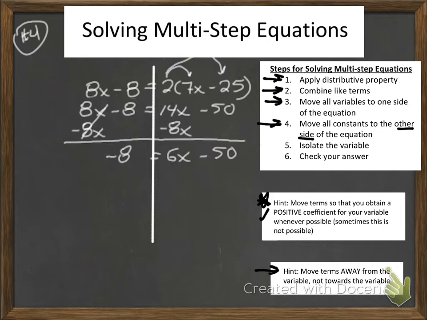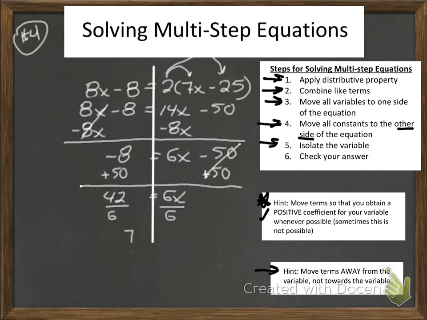So a faster, more efficient way to isolate my variable would be to add 50 to both sides of my equation. So negative 8 plus 50 is positive 42. So I get 42 equals 6x, and then I can do this step here, isolate my variable. I do that by dividing both sides by 6, and I get x is equal to 7. Again, I can always go back and put 7 in place of x, wherever I see x, in order to check my work.